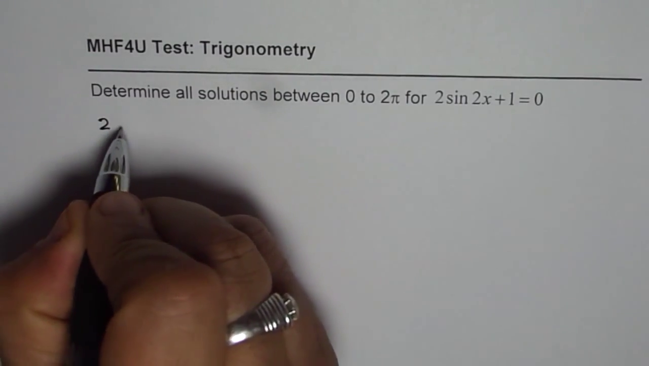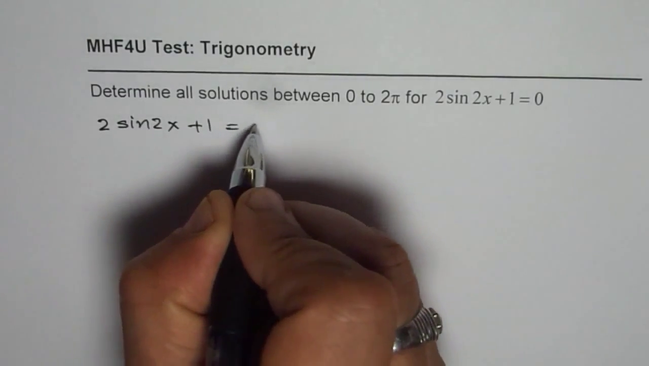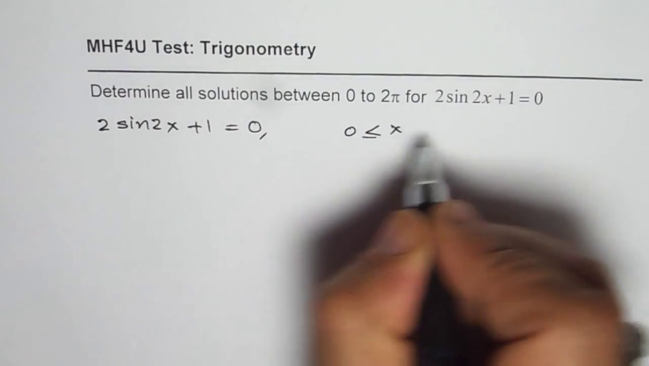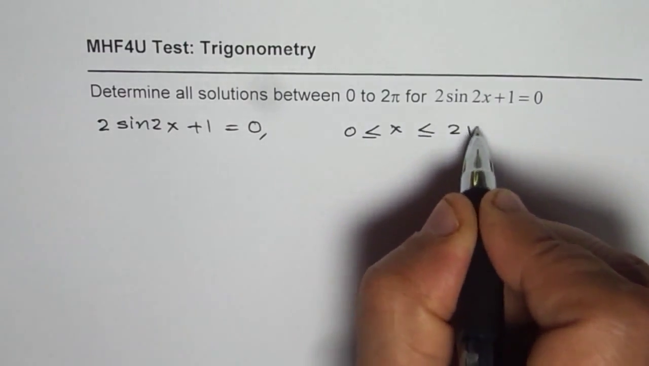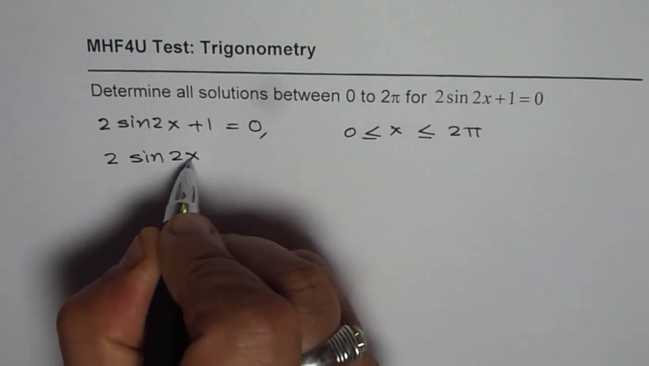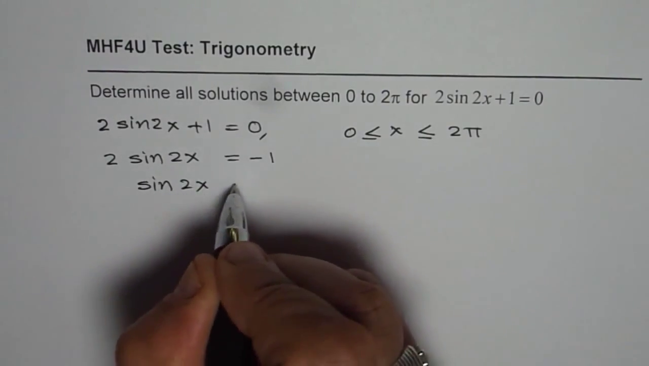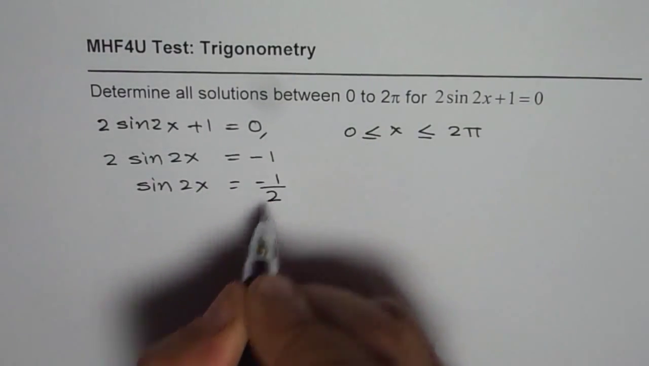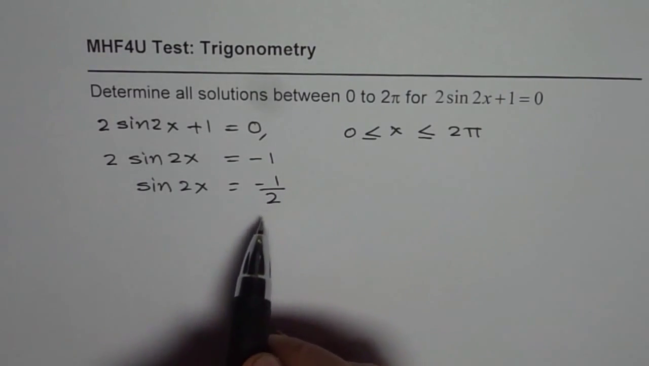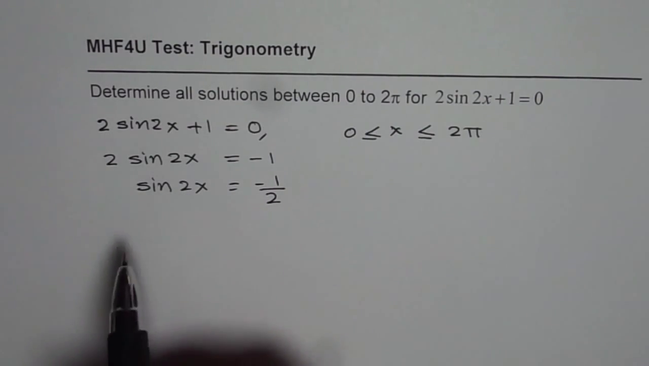Really the question is 2 sin 2x plus 1 equals 0, and we are given the domain for x, which is greater than or equal to 0 and less than or equal to 2 pi. So we can rearrange and write 2 sin 2x equals minus 1, or sin 2x equals minus 1 over 2. So we need to find the angle which will give us minus half as the value. Treat this angle as, for example, theta, right?